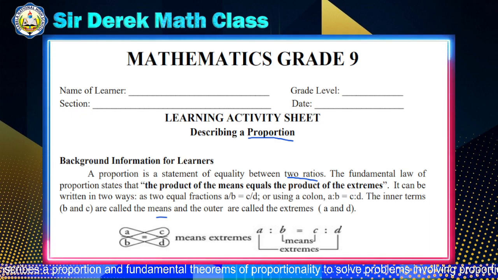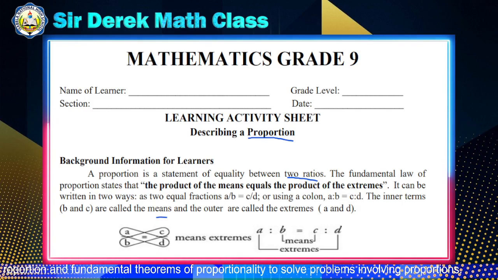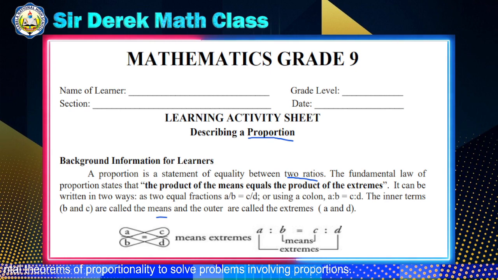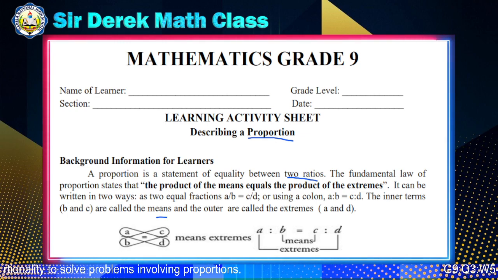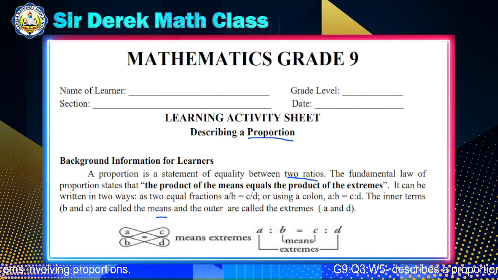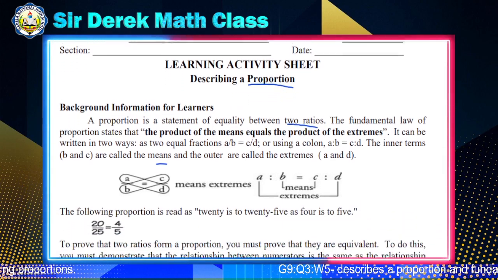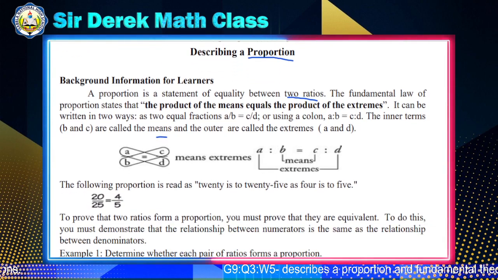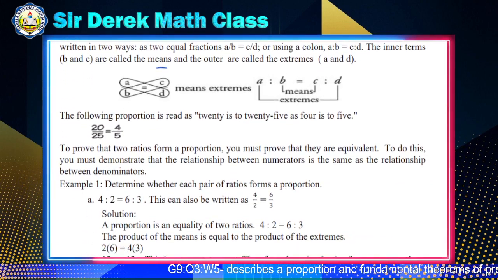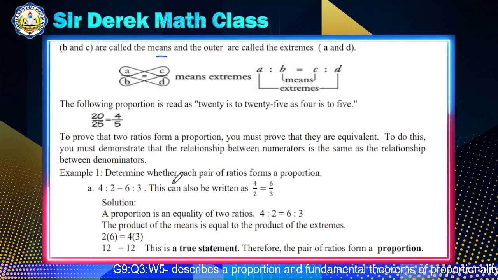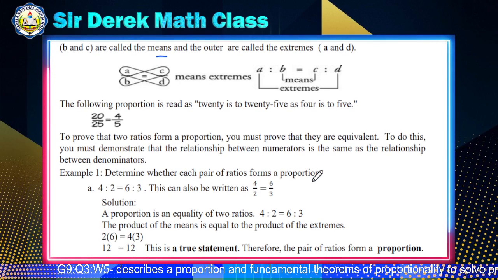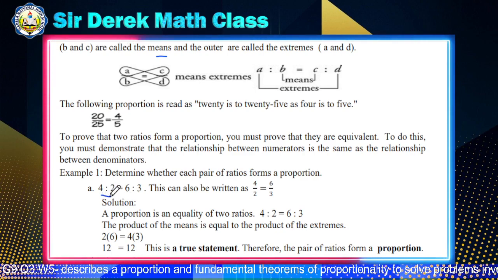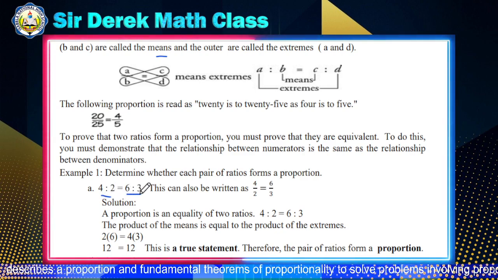To prove that two ratios form a proportion, you must prove that they are equivalent. To do this, you must demonstrate that the relationship between the numerators is the same as the relationship between the denominators. To learn that, consider this given example: determine whether the pair of ratios forms a proportion. We have here 4 is to 2 as 6 is to 3.